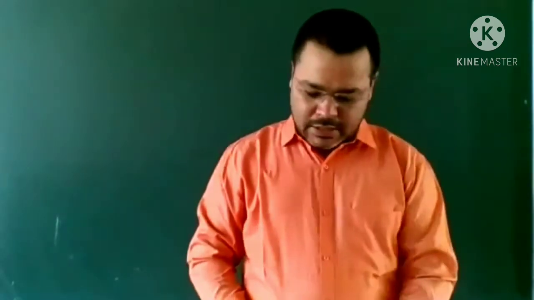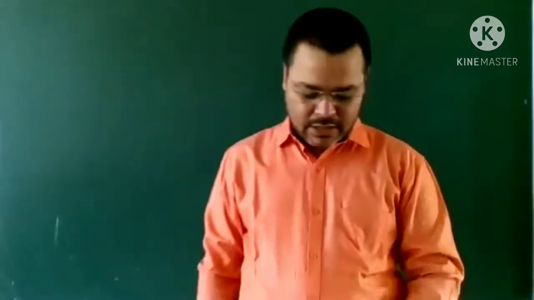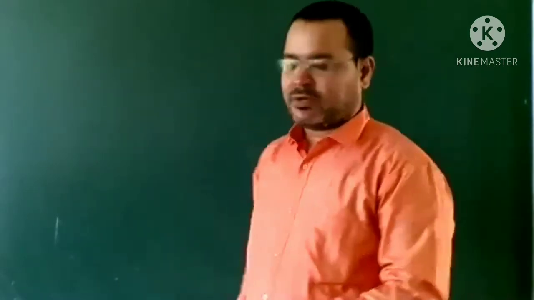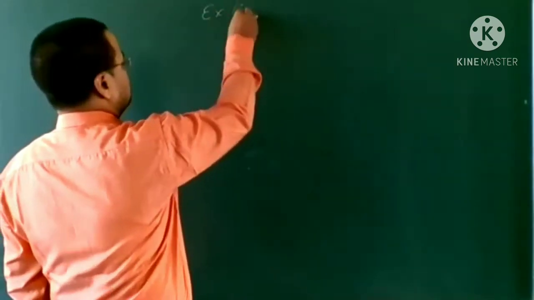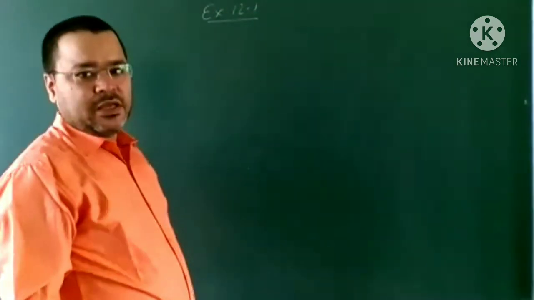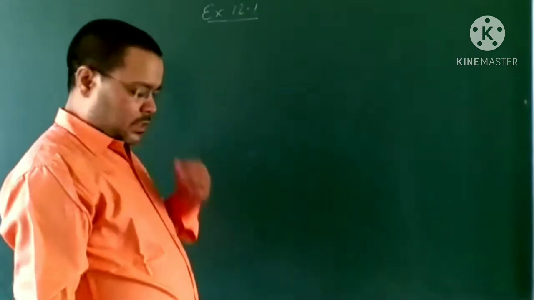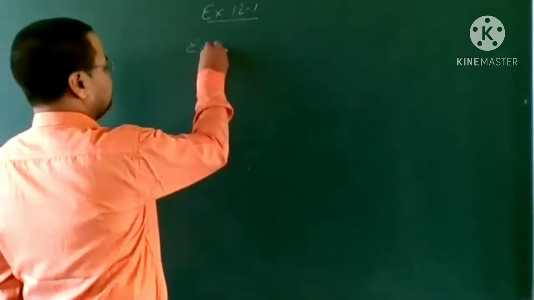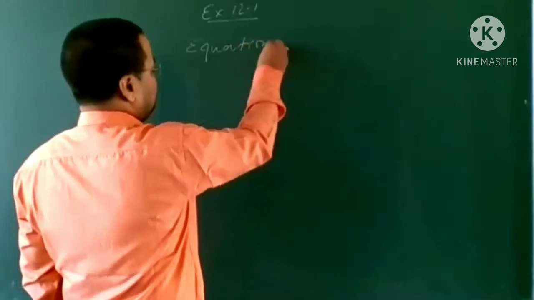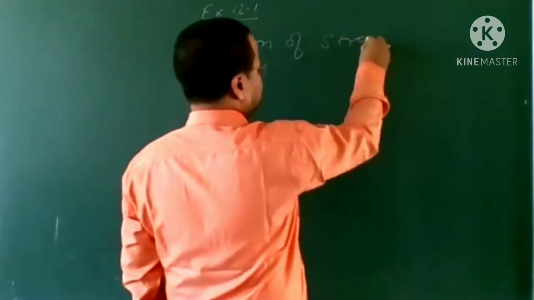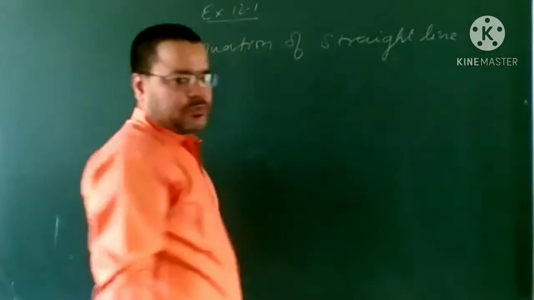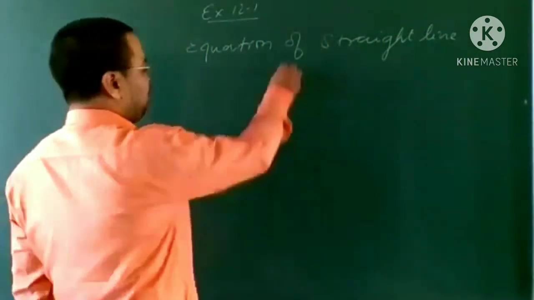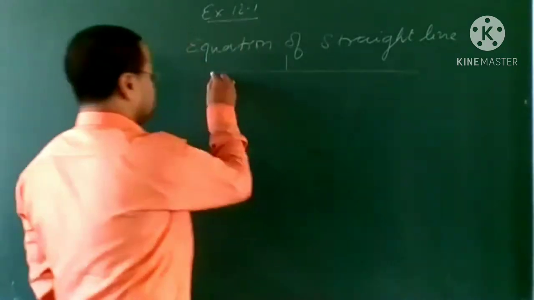Okay. Here now I am going to start a revision of the equation of a straight line. The first chapter was 12. The first topic, equation of a straight line, that is exercise 12.1. There are three parts of the equation of a straight line in your syllabus.